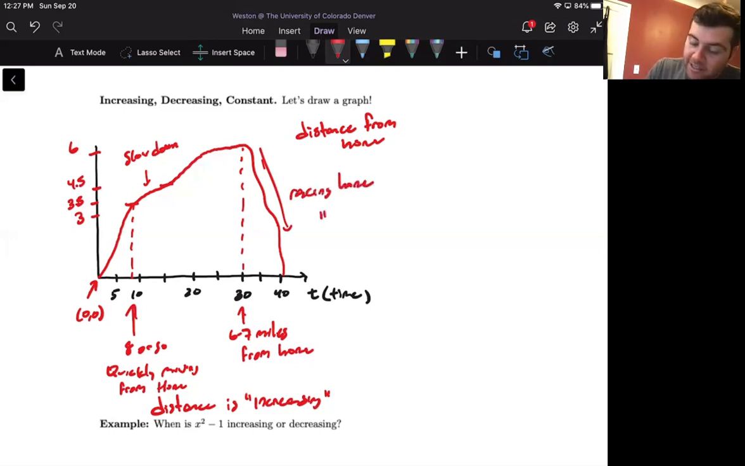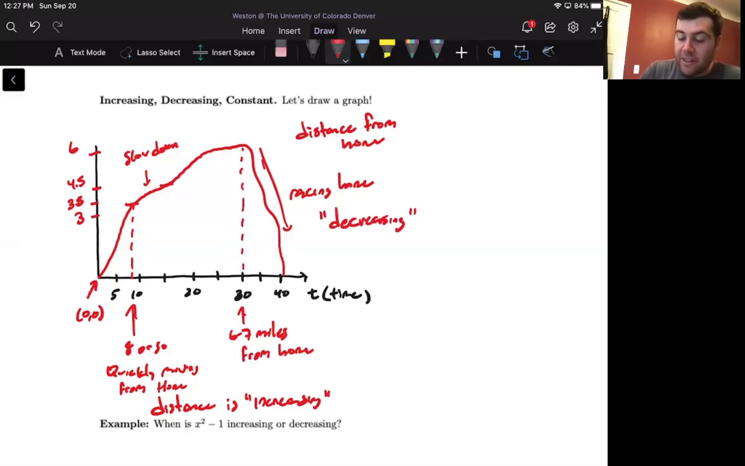We say the function is decreasing because the distance you are from your house is decreasing. And you're just moving really fast, and the numbers are going down.